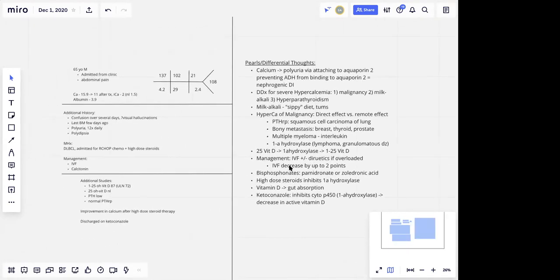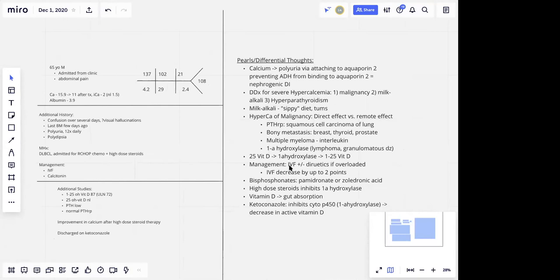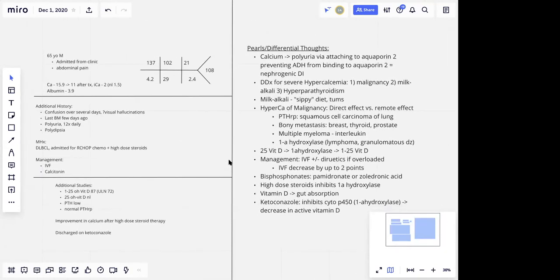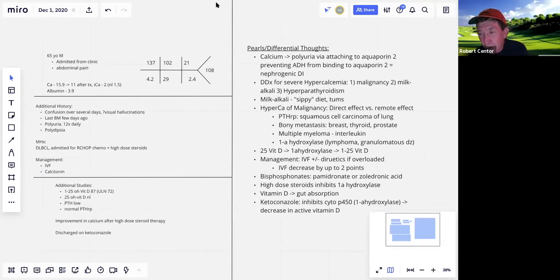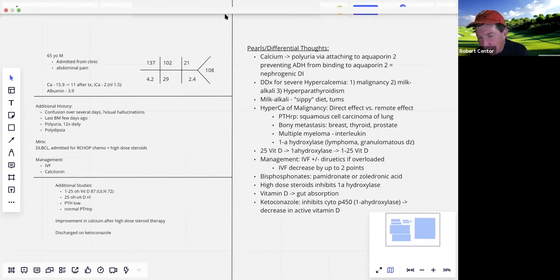It's high dose steroids and then discharge on ketoconazole because he was refractory to steroids? No, because steroids block the calcium absorption, but it doesn't block the effect on the bone. And so you want to decrease the vitamin D level, and ketoconazole will block 1-alpha hydroxylase.